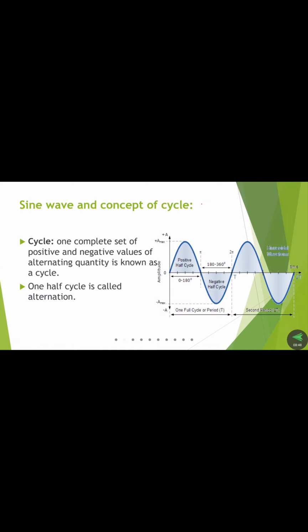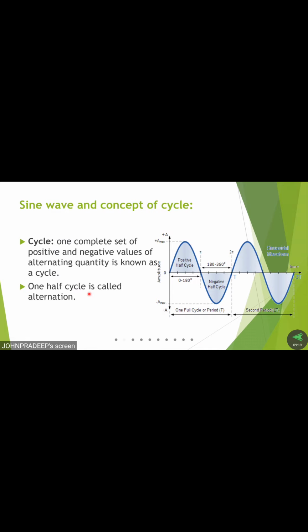Okay. Sine wave and concept of cycle. In a sine wave, one set of a positive half cycle and a negative half cycle is called a cycle. Here we are taking a sinusoidal waveform. There are alternative waveforms also available, which we also discussed in the last class. Sawtooth, triangular, pulses. These are the different types of waveforms we use.